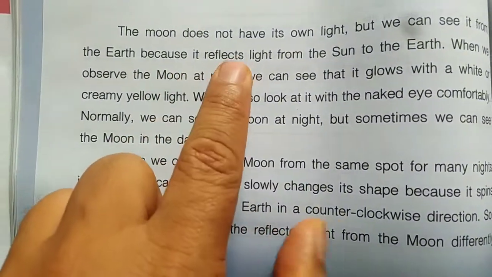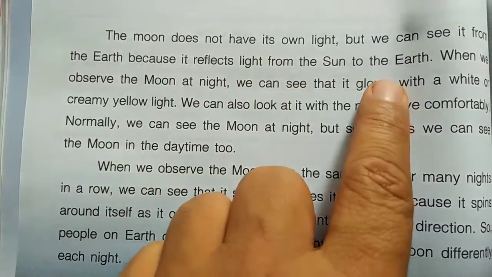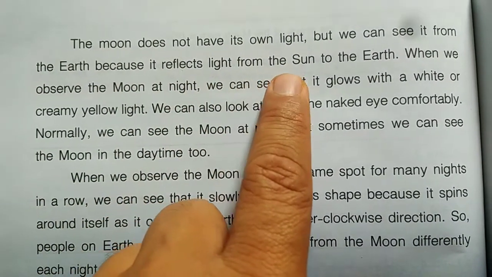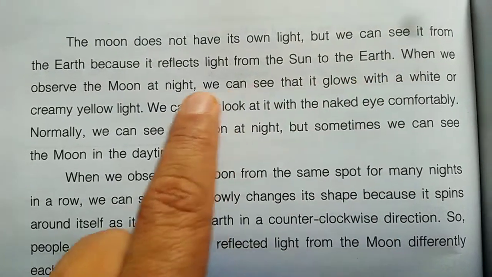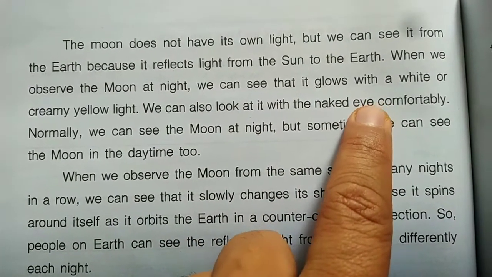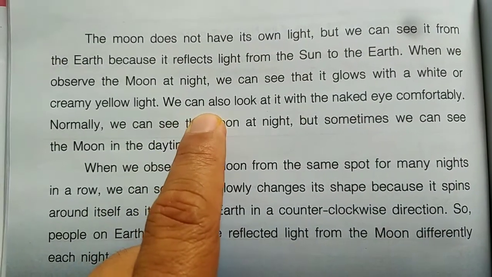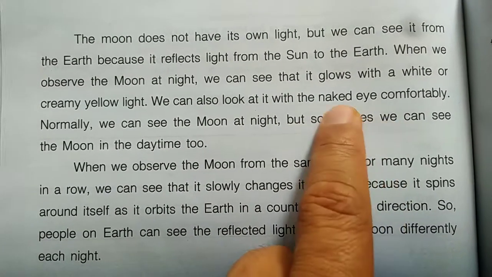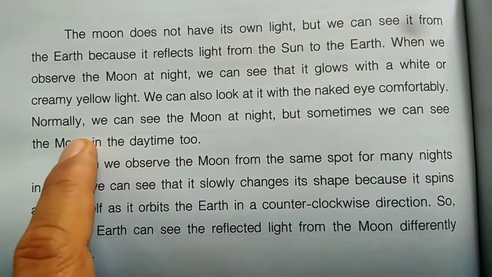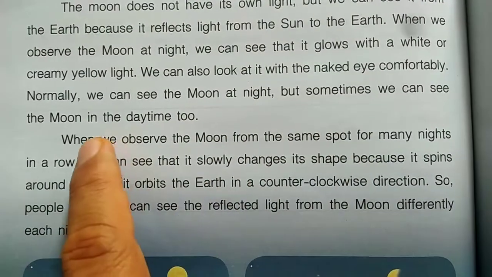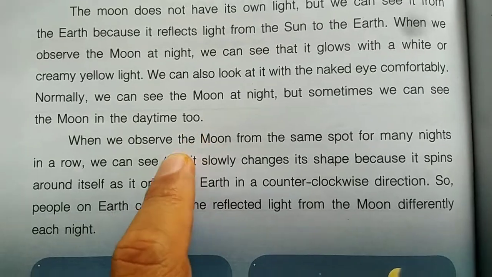There's a page 204. Look, the moon does not have its own light, but we can see it from the earth because it reflects light from the sun to the earth. When we observe the moon at night, we can see that it glows with a white or creamy yellow light. We can also look at it with the naked eye comfortably. Naked eye means without eyeglasses. Normally, we can see the moon at night, but sometimes we can see the moon in the daytime too.